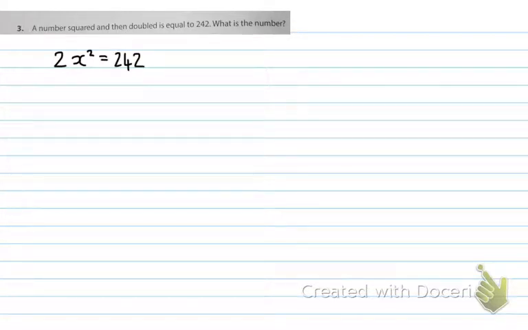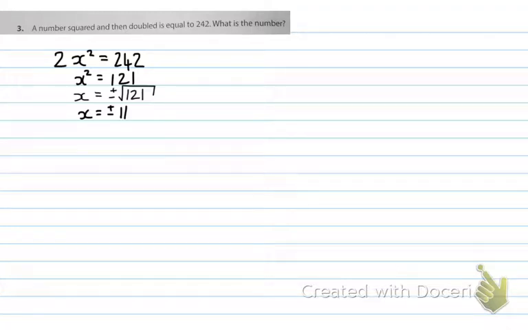Now I have to get x alone. So I divide by 2 on the other side, which gives me 121. Then to get rid of the x squared, I have to get the square root on the other side of 121. To get x alone, I get the opposite of x squared, which is plus or minus the square root of 121. Why do I say plus and minus? Okay, so the answer will be positive or negative 11.